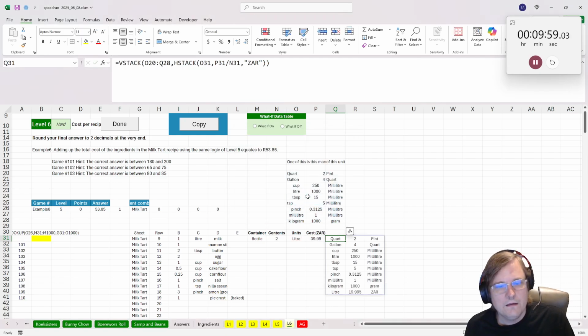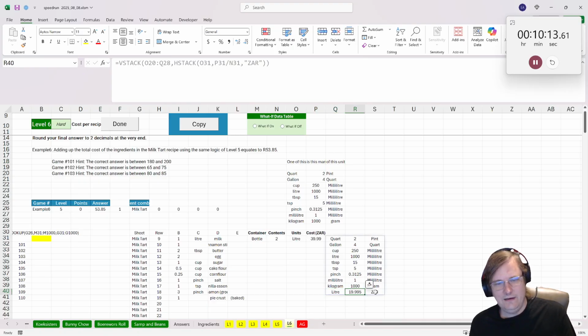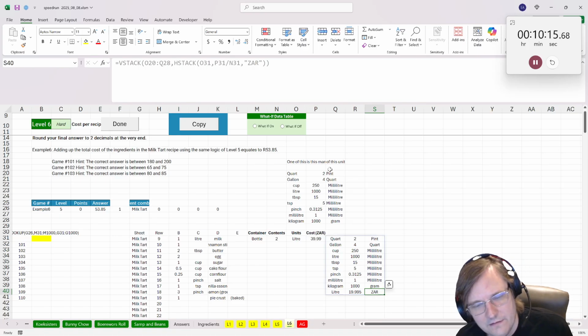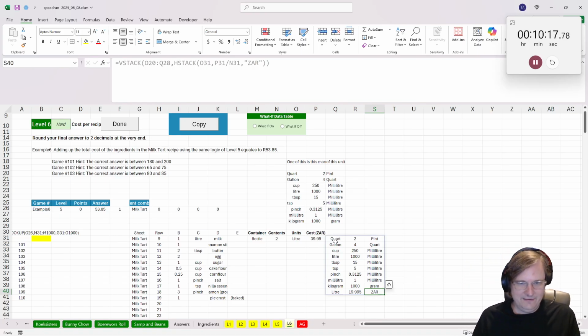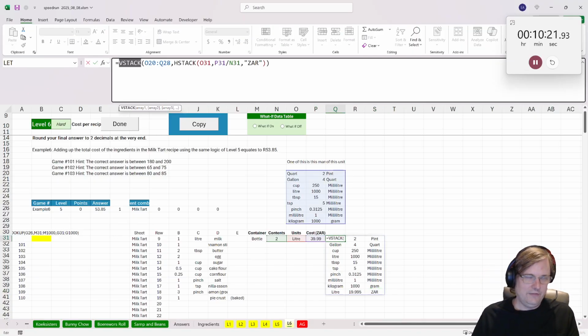So 1 liter is 19.99 ZAR, 2 liters is 39.99 ZAR. So 1 liter, one of this is this many of this, right? So 1 liter is 90.99 ZAR. Now that's it. Now I just got to chain my conversions, and the code will do that for me.